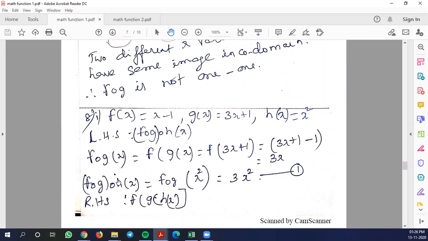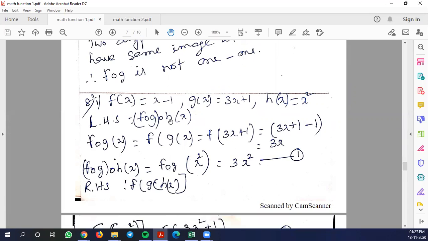It is 3x. Now fog of h of x. What is h of x? It is x squared. So here fog is 3x, so in the place of x, just substitute the value x square. This is our LHS.